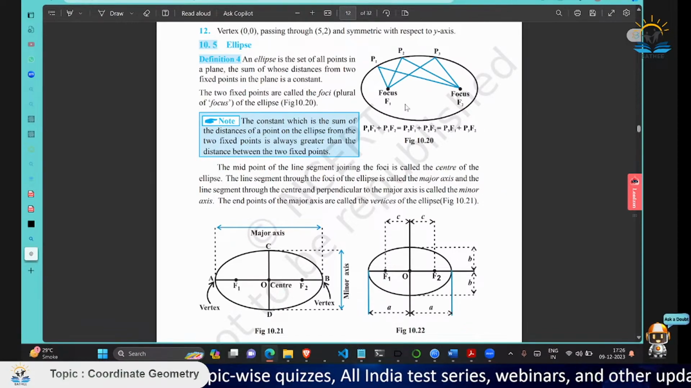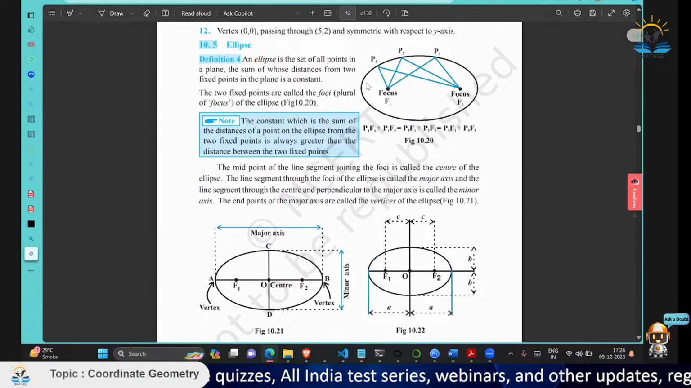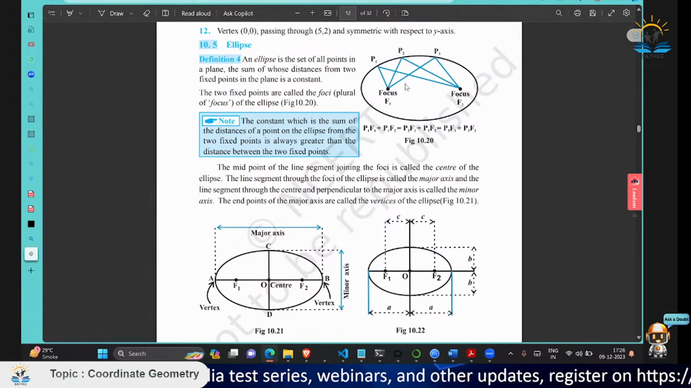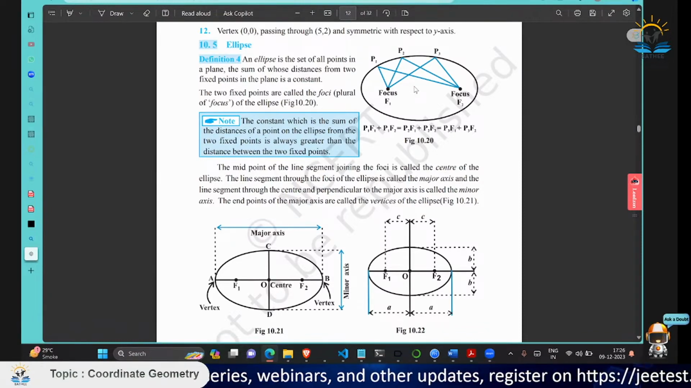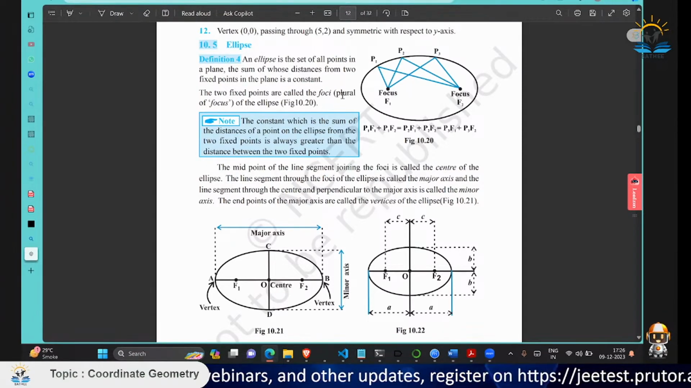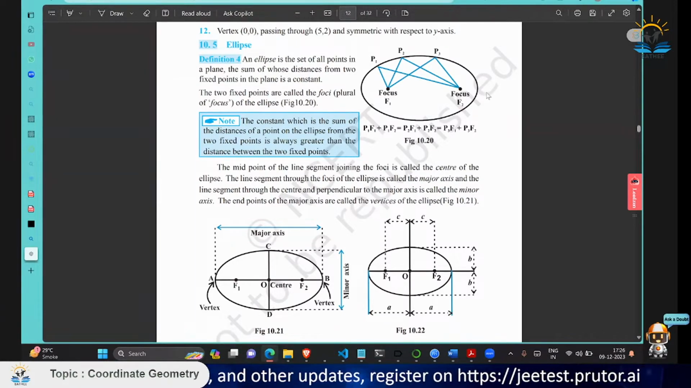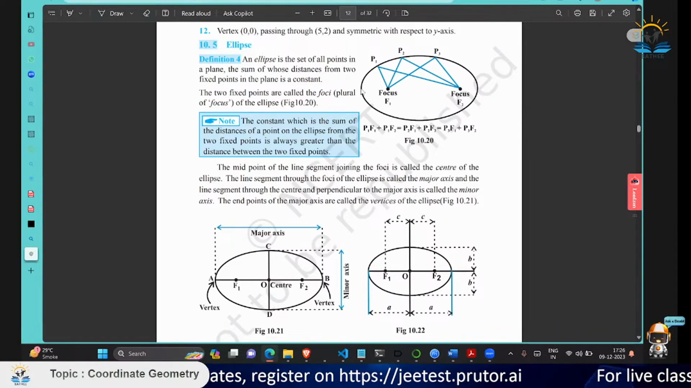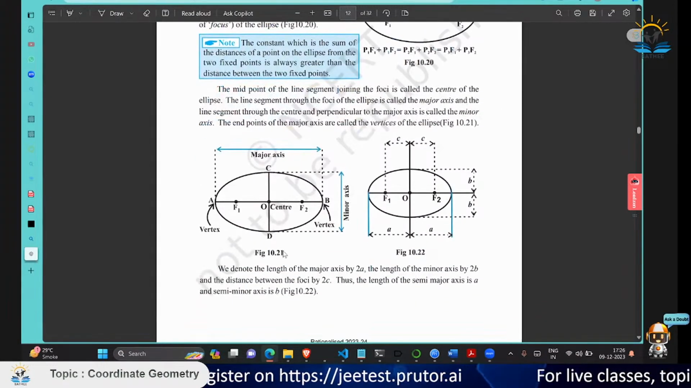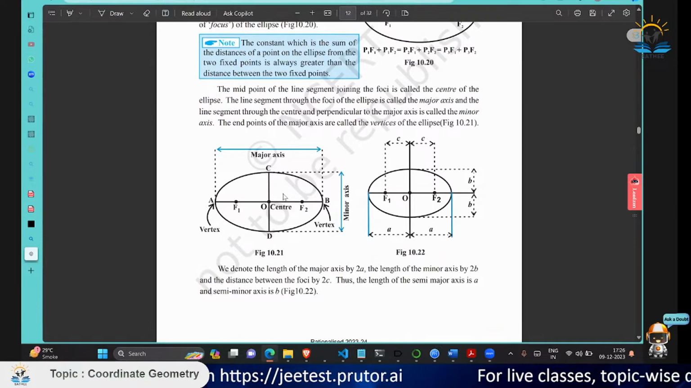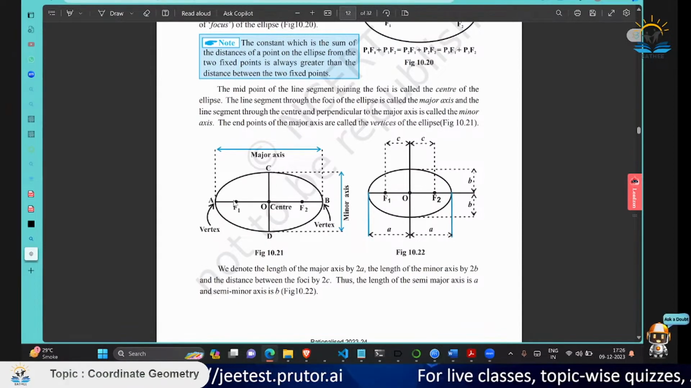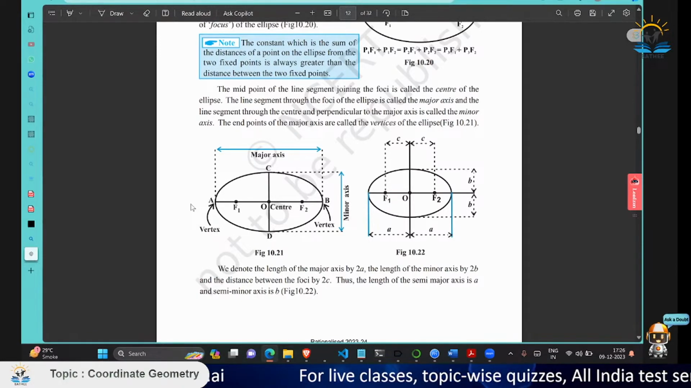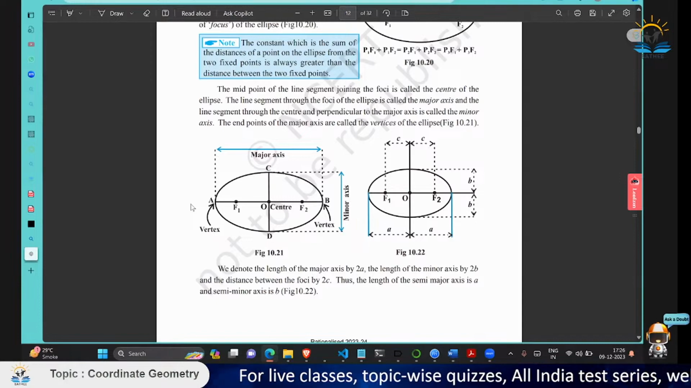Okay. So the midpoint of the line segment which joins these two foci, F1 and F2, is nothing but the center of the ellipse. The line joining these two foci is the major axis. The line perpendicular to this major axis, passing through the center, is the minor axis, as shown in the diagram. The points where the major axis cuts the ellipse are called vertices, A and B.